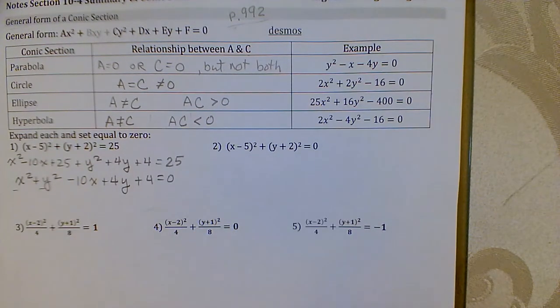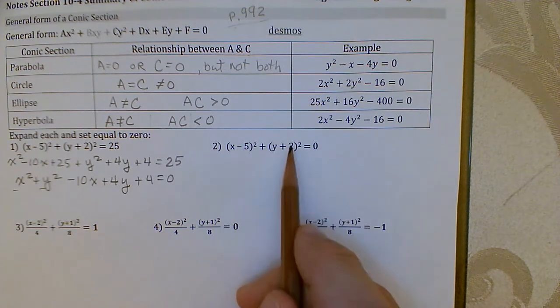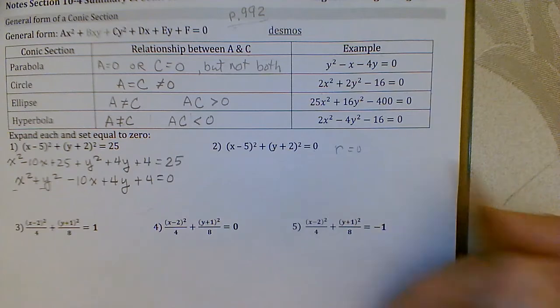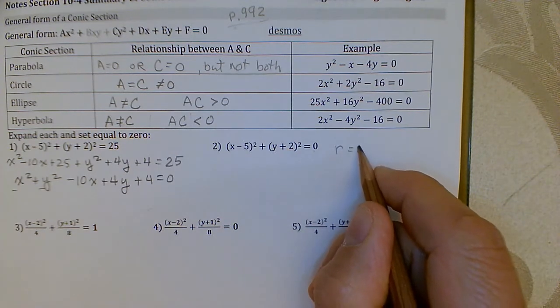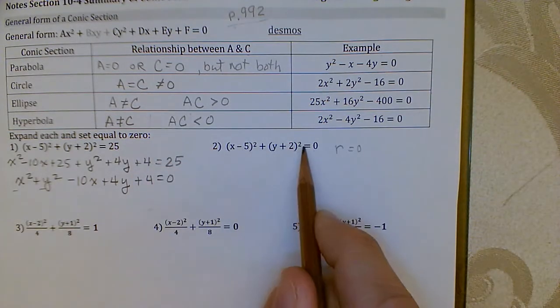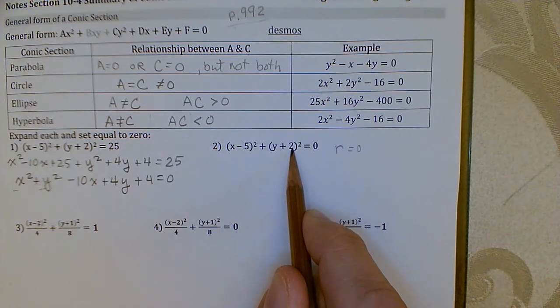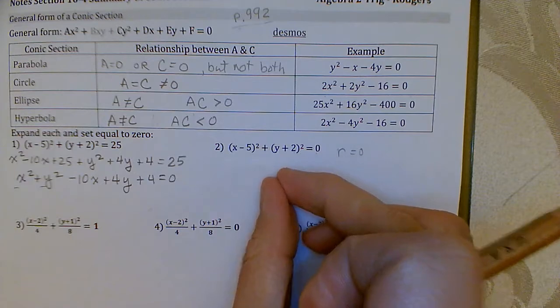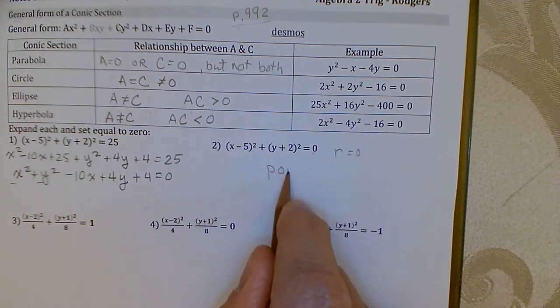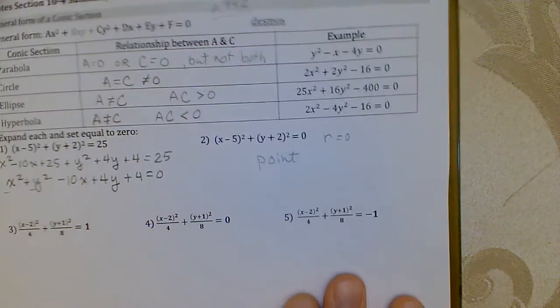This one looks like a circle as well, except there's an issue here. This is a circle with a radius that means r is equal to 0. So what would a circle of radius 0 look like? Think about a circle centered at (5, -2) with 0 radius. So that would be just the point. And so this is a point.